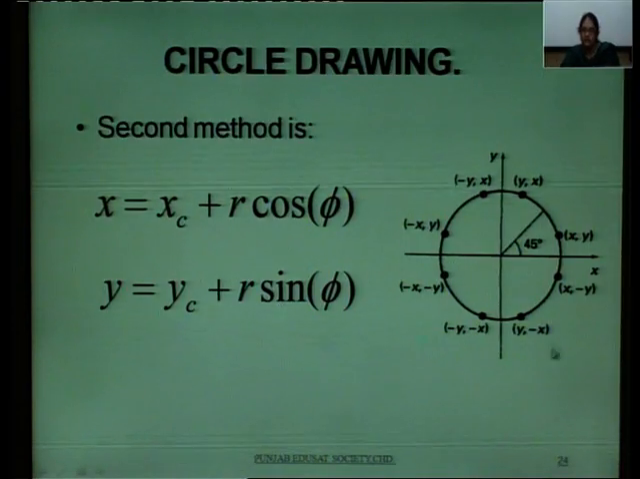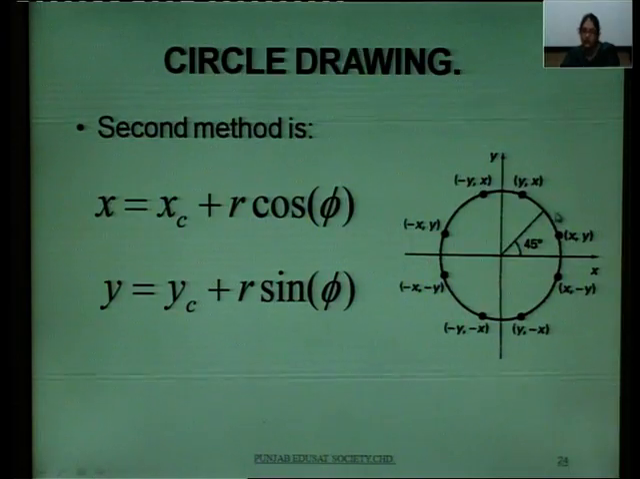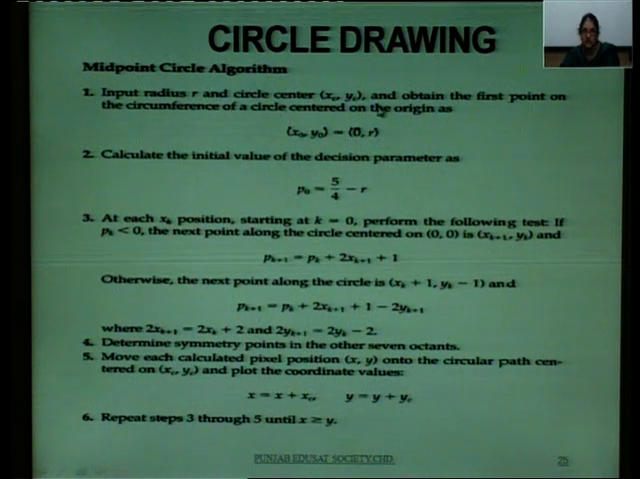The other method is the 8-way symmetry method to find the values of x coordinates and y coordinates on the border of every quadrant with the degree from 0 to 45 degree. So, this is another midpoint circle algorithm in which we have input radius r, center xc, yc, and we will be obtaining the first point on the circumference of the circle having center 0 0, that is origin. So, the first point will be x0, y0, that is 0 and r: the value of x is 0, the value of y is r.